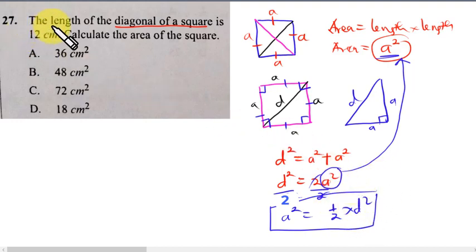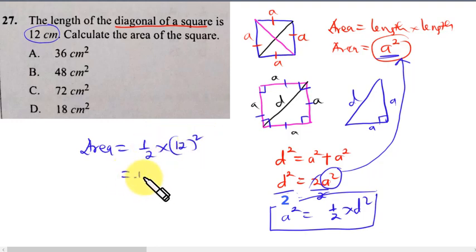Now the question has given us the diagonal, so this means the area of our square will be half times the diagonal, which is 12, squared, and that is all. So we have half times 12 squared, which is 144. Half of 144 is 72. So this means the area is 72 centimeters squared.